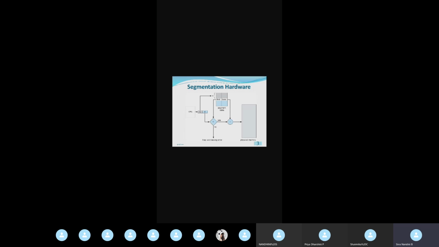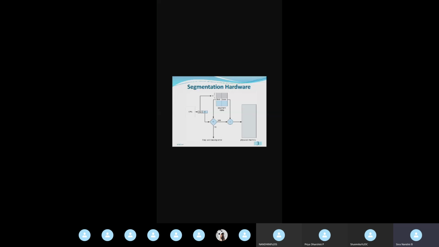The limit register represents the length of the segment. So 100 to 150, 50 is the length of the segment, and that will be the value of the limit register. In the limit register, we'll have the value 50. The generated offset value D, here 4, will be checked against the limit register content. That is, is 4 less than 50 or not? Only if it is less than 50 can it calculate the physical address.